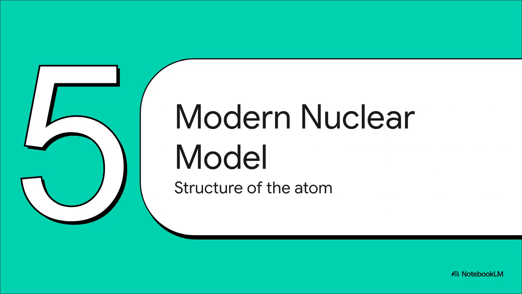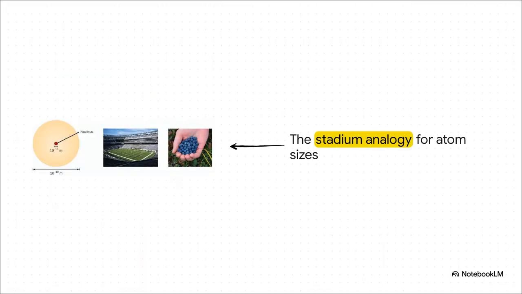Section 5. The modern nuclear model. So, the crucial point is that Rutherford's gold foil experiment completely shattered the plum pudding model and gave birth to our modern view. He concluded that the nucleus is the absolute densest part of the atom. It is the smallest, heaviest, and most tightly packed region imaginable. To really put that scale into perspective, if the nucleus were a blueberry sitting right on the 50-yard line, the atom's empty space where the electrons live would be the size of the entire surrounding football stadium.